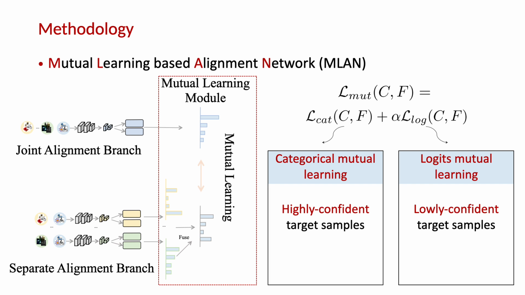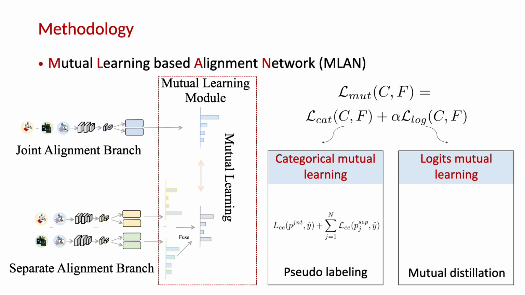When the classification result for a target sample is reliable, the pseudo-label is directly assigned to the target sample. When there are no reliable pseudo-labels, mutual distillation is introduced to make the two branches learn collaboratively. To encourage each branch to learn the advantage of the other, the branch with higher confidence prediction supervises the other. For example, if the joint alignment branch gets a more confident prediction, then its classifying output is used to supervise the separate alignment branch, and vice versa.